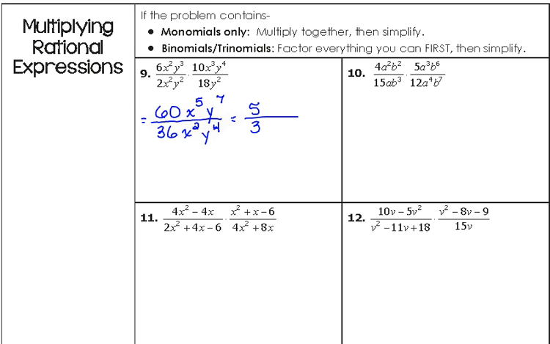Or I like to look at it this way. I do the biggest number minus the smallest number, and then you put it where it was the biggest. So 5 minus 2 is 3. It was bigger in the top, so x cubed goes in the numerator. Same thing with y to the 7th over y to the 4th. 7 minus 4 is 3. It was bigger in the top, so it goes in the numerator. This is fully simplified.